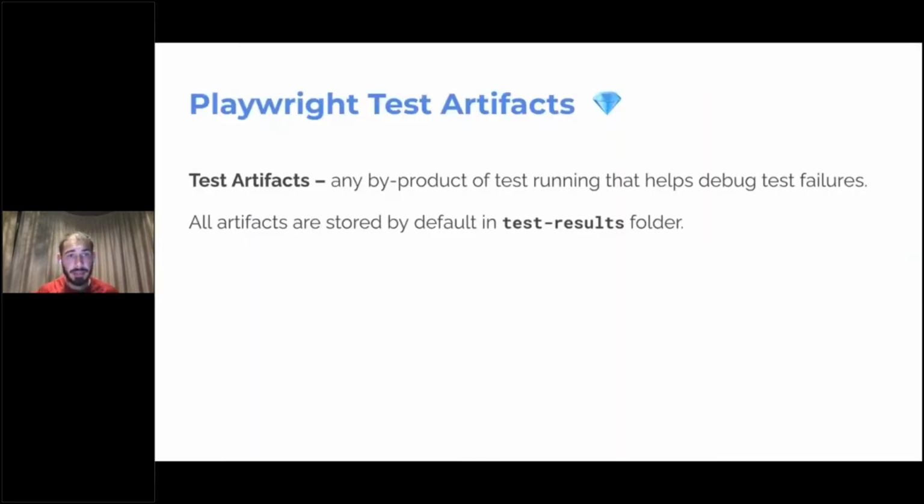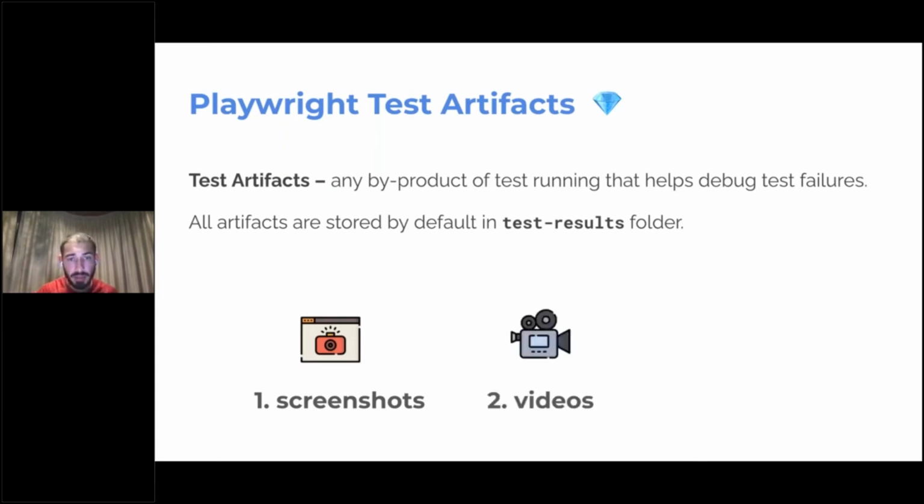So test artifacts, what is it? It's a byproduct of test running that helps us debug test failures. So this is something we can store after each test has failed so that we can do post-mortem later on. In Playwright test, all artifacts are stored by default in the test results folder. And we have 3 types of artifacts. So first one is called screenshots. And this is an easy one. Every time your test fails or just passes, we can take a screenshot of the page. So nothing fancy here.